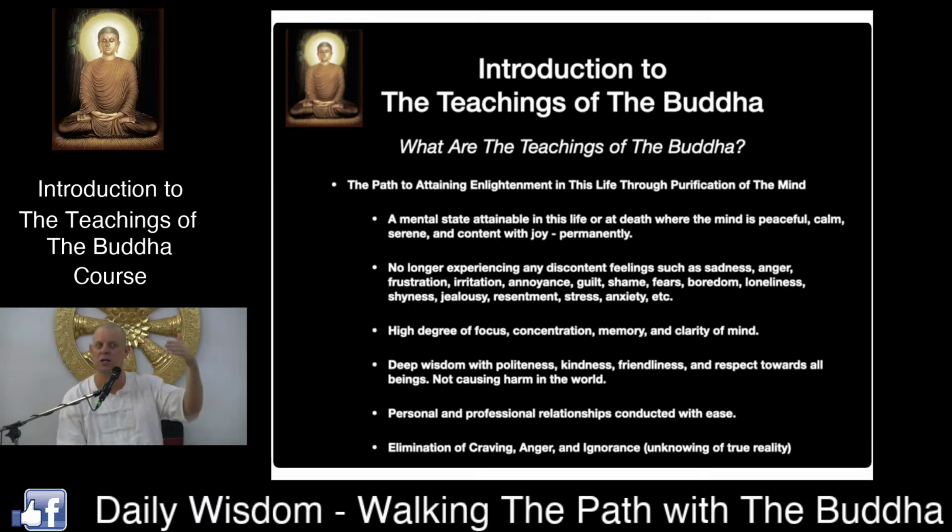The mental state of enlightenment is the ultimate goal of learning and practicing his teachings. When you get to this enlightened mental state, the mind is going to be peaceful, calm, serene, and content with joy permanently. The mind will never again experience anger or sadness or frustration or any of these other discontent feelings. This is a mental state that you can attain during this life, and then you can enjoy the rest of your life in that mental state, or you can also attain it at death as well.